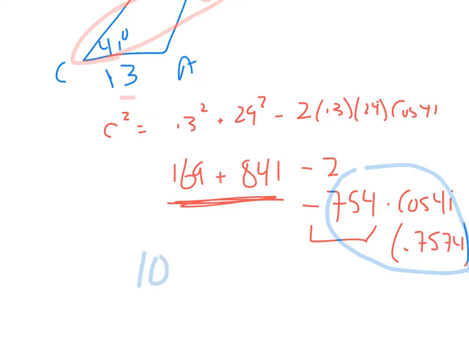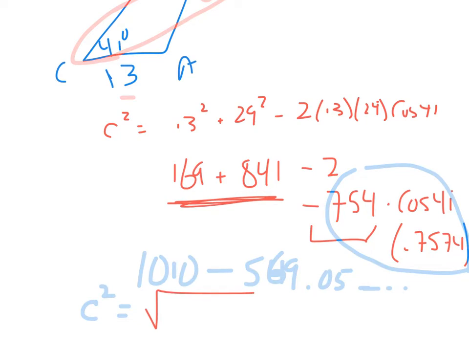These two add to 1,010, and we're subtracting the product of 754 times the cos of 41. We get 54069.05 and more. Use that whole number on your calculator and simply subtract from the 1010. Last step, that is actually c squared, so don't forget, here at the end, you actually need to square root that last value you get. So your answer turns out to be on the order of the other side length numbers. And that's it.